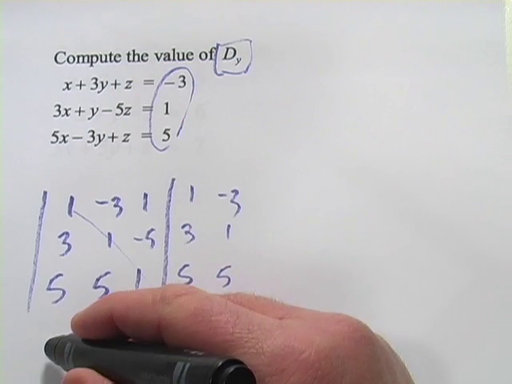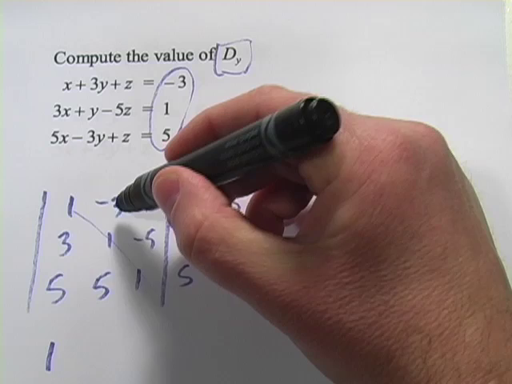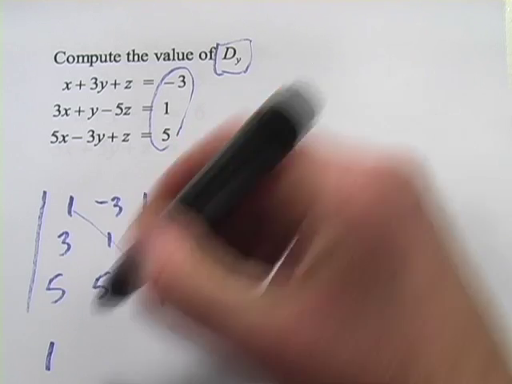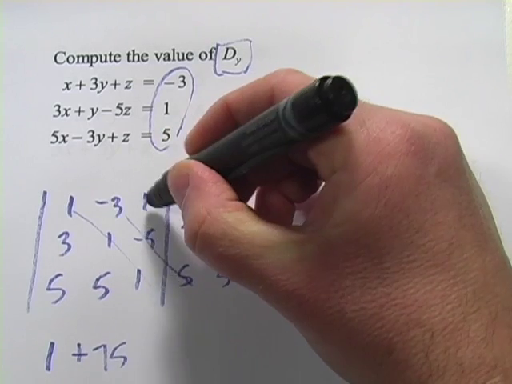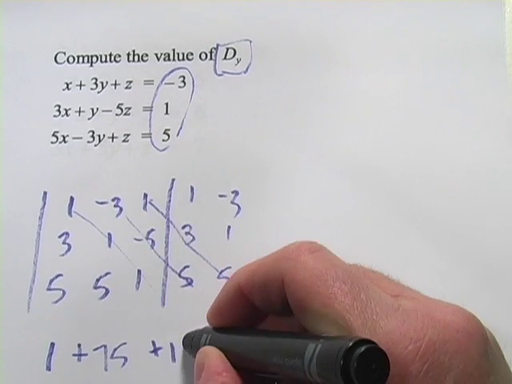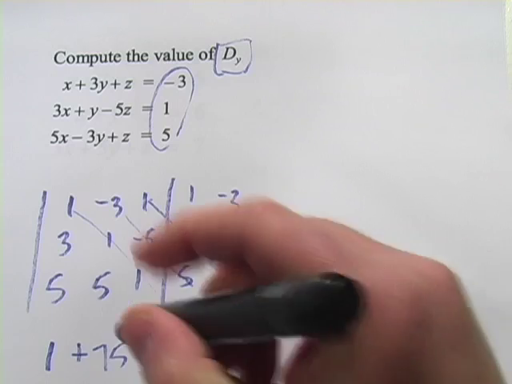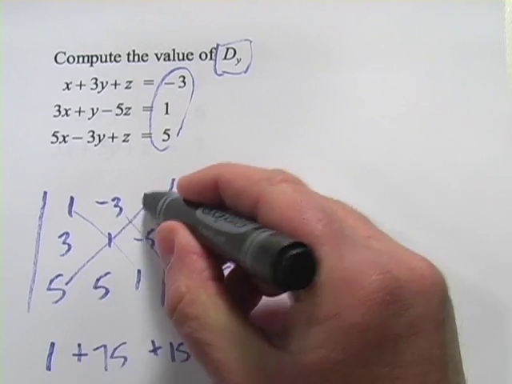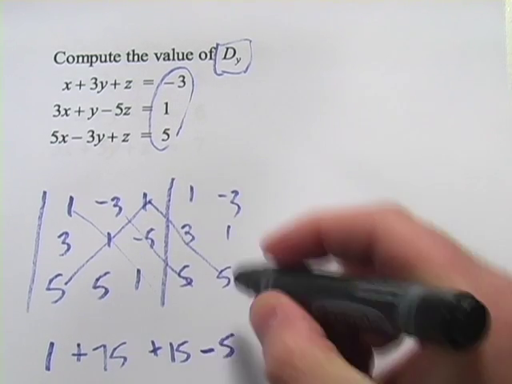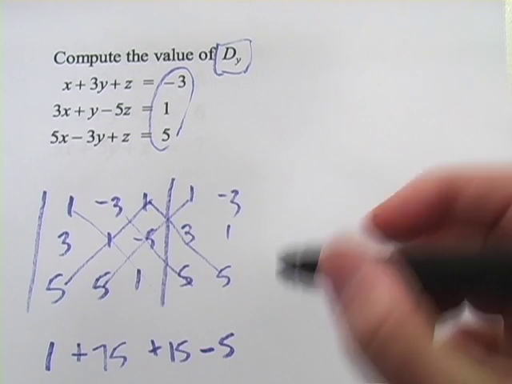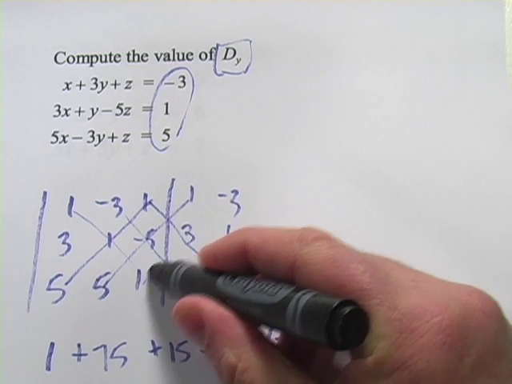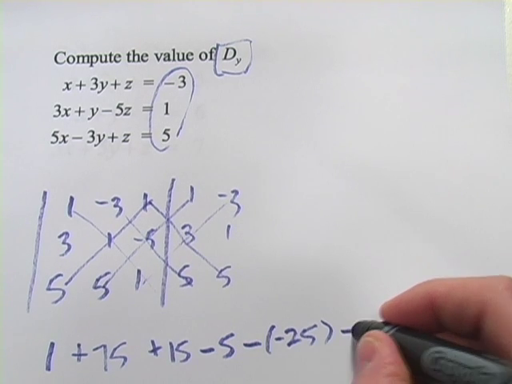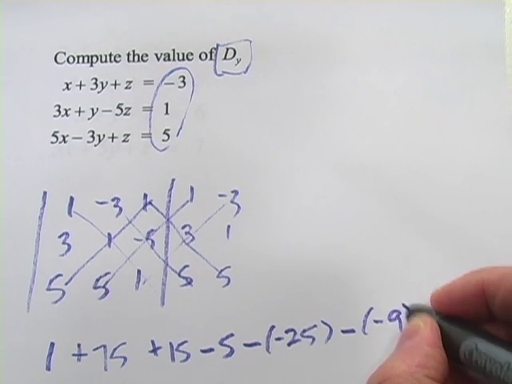So that's 1 times 1 times 1 is 1. Let's see, 3 times -5 times 5, that is 75. And 1 times 3 times 5, that's 15. And then we're going to do our up diagonals and we're going to subtract. So 5 times 1 times 1 is 5. 5 times -5 times 1, that's a minus a -25. And then 1 times 3 times -3, we've got minus a -9.